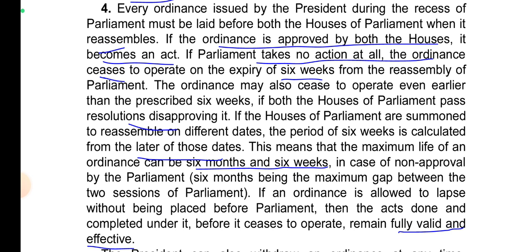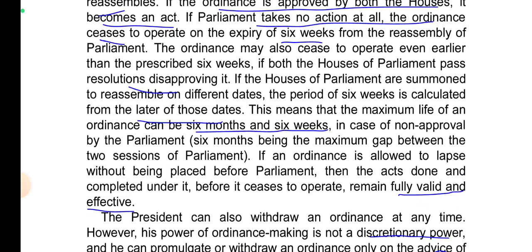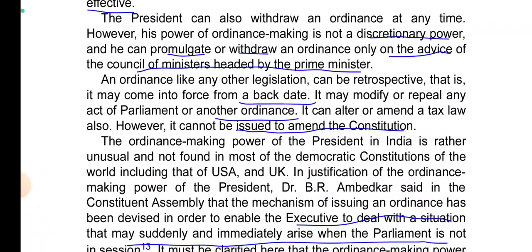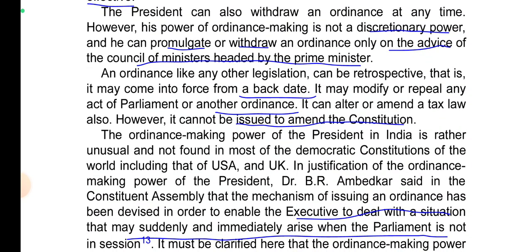This means that the maximum life of an ordinance can be 6 months and 6 weeks in case of non-approval by the Parliament, 6 months being the maximum gap between the two sessions of Parliament. If an ordinance is allowed to lapse without being placed before Parliament, then the acts done and completed under it before it ceases to operate remain fully valid and effective. The President can also withdraw an ordinance at any time. However, his power of ordinance making is not a discretionary power, and he can promulgate or withdraw an ordinance only on the advice of the Council of Ministers headed by the Prime Minister.